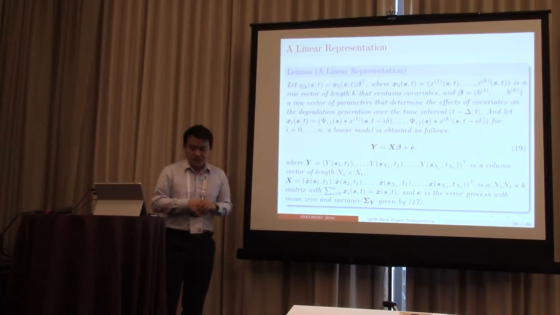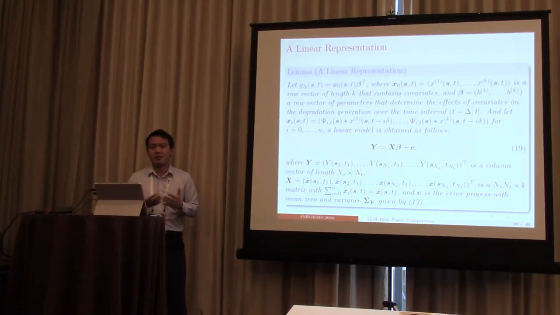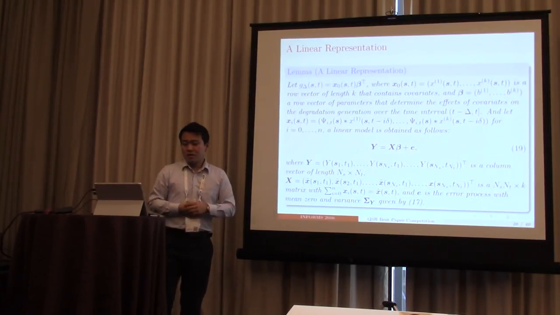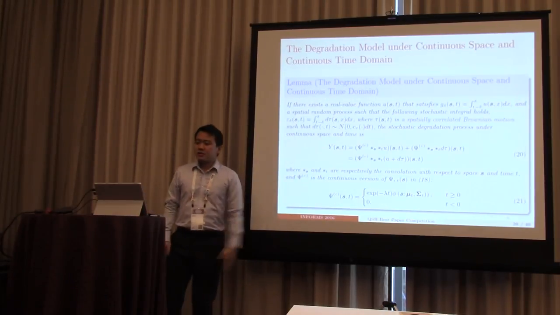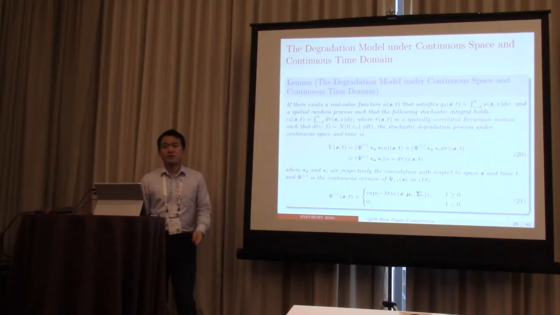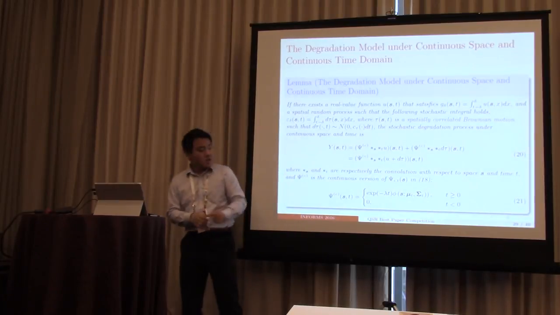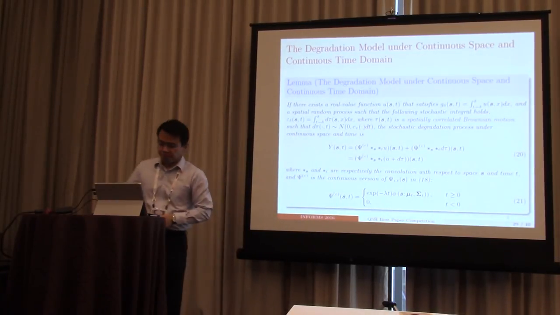And this result is not surprising at all because if you think about it, convolution is actually a linear operation. So no matter how many convolution operations we perform, eventually we're going to end up with something which is linear. And also we can derive the degradation process which is continuous in time and also continuous in space. Basically, it's obtained through a sequence of convolutions over both space and time.